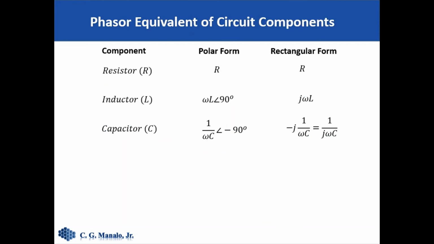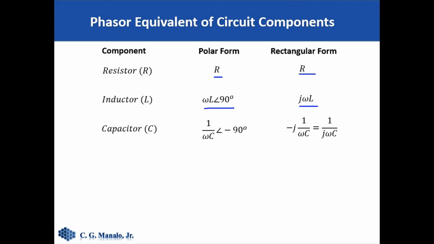In order to solve AC circuits in frequency domain, we need to transform all the components into their phasor equivalent. We already did that for resistance and inductance. We said that the resistance is still the same between time domain and frequency domain. The inductance in polar form is given by this one, so it's omega L angle 90 degrees. And in rectangular form, it is j omega L.